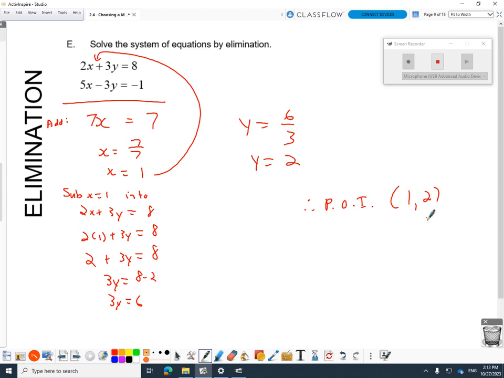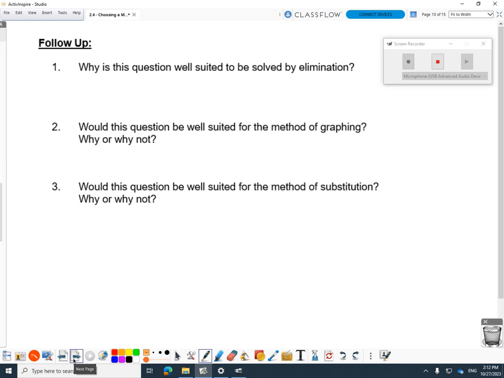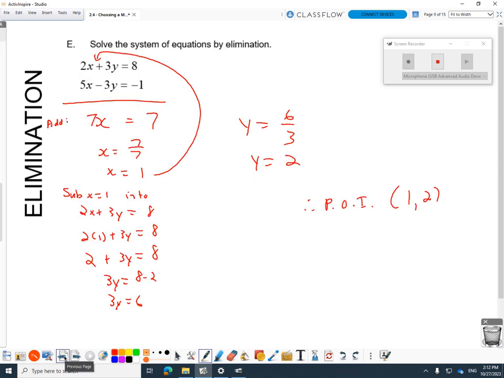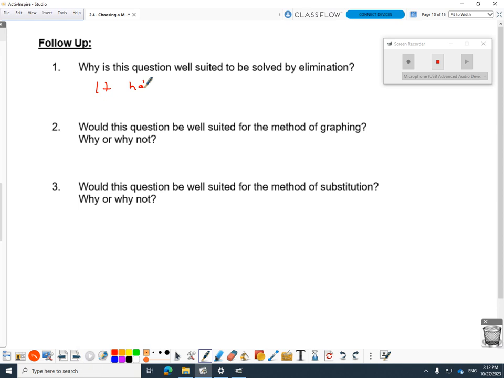Do you have questions about elimination, though? More time? All right. Why is this question well suited for elimination? Oh, which way around was it? Was the first one positive or negative? Positive 3y. It had positive 3y and it had negative 3y.